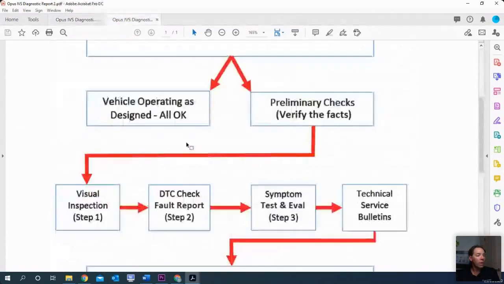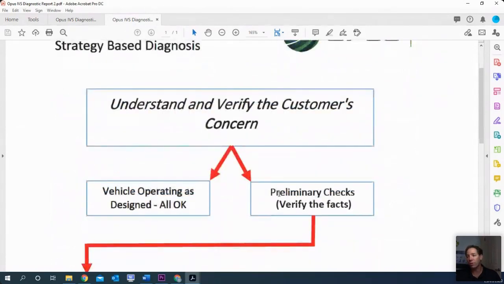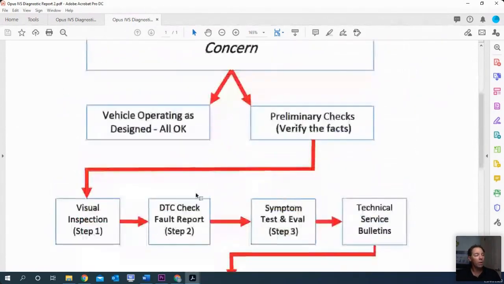The other one we've got is the diagnostic flowchart. And as far as diagnostic flowcharts go, this one's pretty simple. Step 1, understand and verify the customer's concern. Verify that it's a fault, not a feature. Is the vehicle operating as designed? If so, that's okay. If it's not, we perform our preliminary checks, verify the facts. This is what we talked about last week.